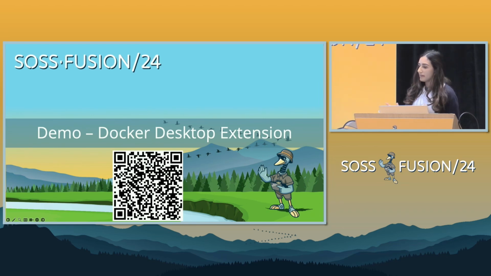So another easy way to use Copa without having to worry about any installation is to use it directly in Docker Desktop. So I'll do a demo of that, and if you want to try to install it, you can scan that QR code.